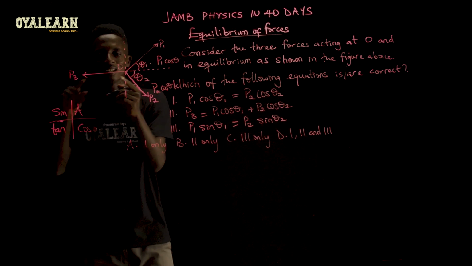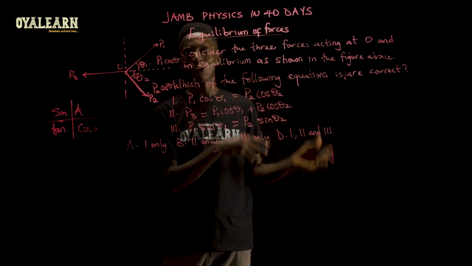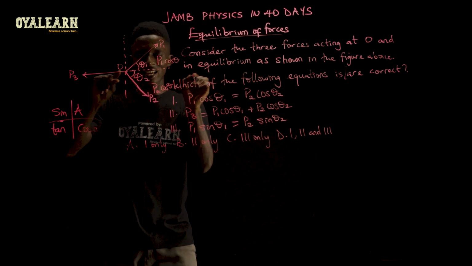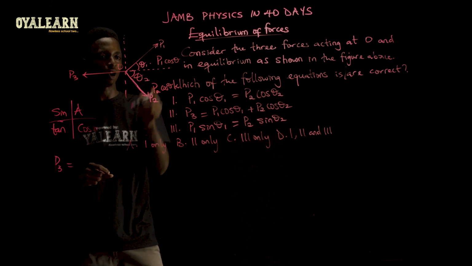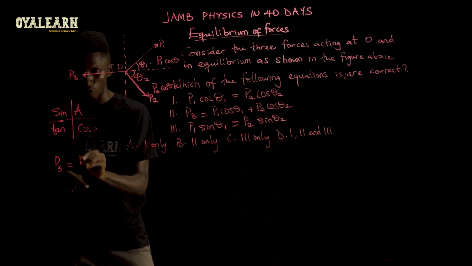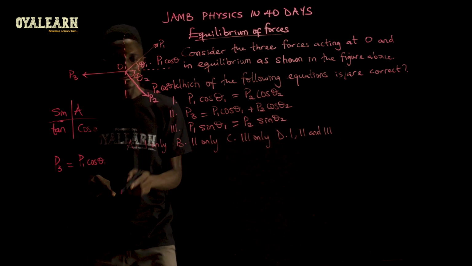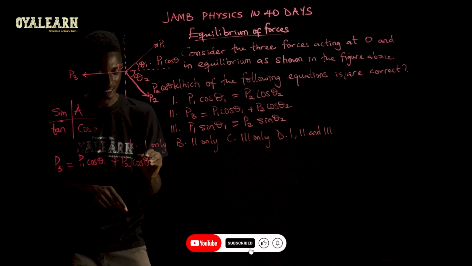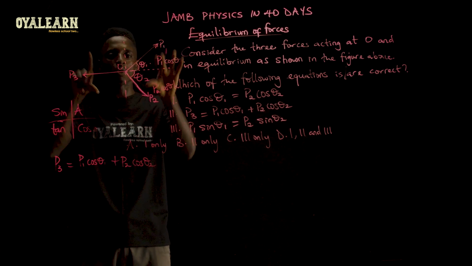So that is, the forces acting in one direction must equal the sum of forces acting in the opposite direction. And this will be going along this x-axis here. So basically, P3 is supposed to equal this one here, which we have resolved to be P1 cos theta 1, and then plus P2 cos theta 2. So that's the only logical explanation for what we have here.